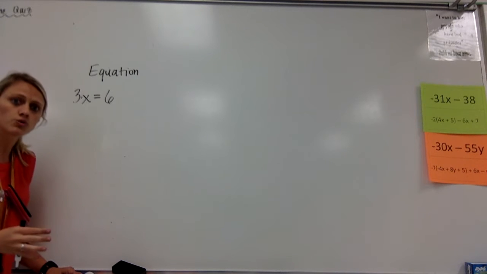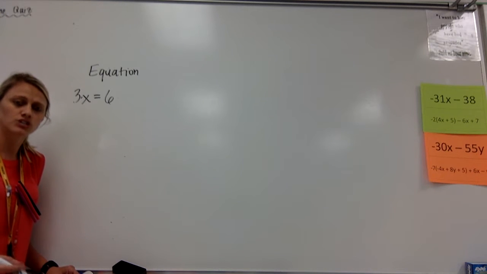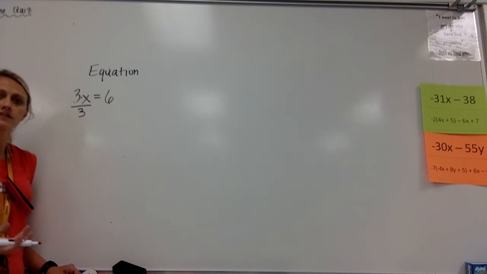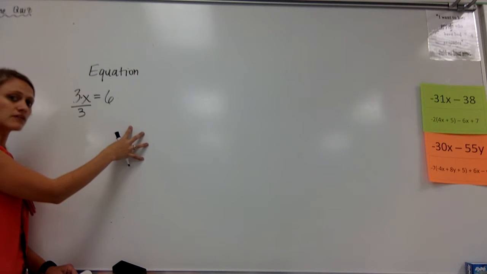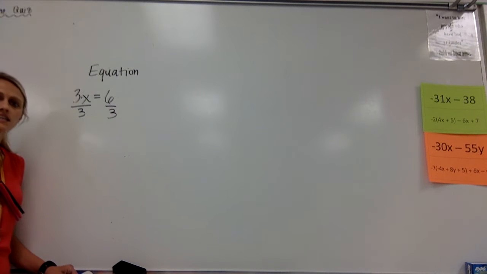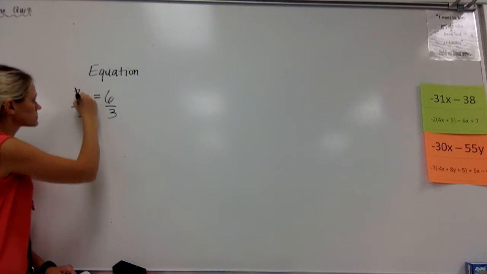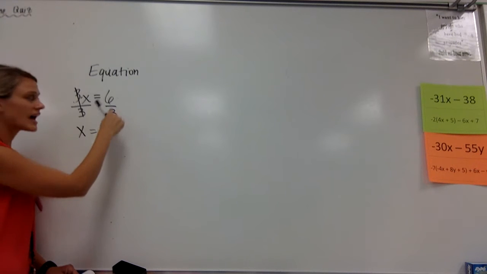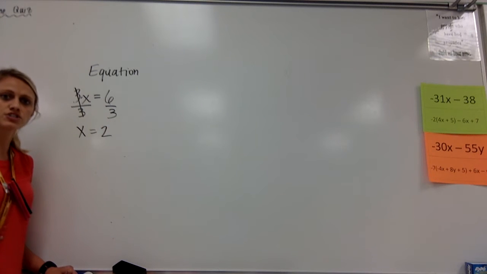In order to undo this multiplication, we have to do the opposite of it. The opposite of multiplication is division. So instead of 3 times x, I'm going to divide. Whatever I do on this side of the equation, I have to do on this side of the equation. So I've got to take the 6 divided by 3 as well. On this side, 3 divided by 3 is just a 1, so now I'm just left with 1x. On this side, I've got 6 divided by 3. 6 divided by 3 is 2.